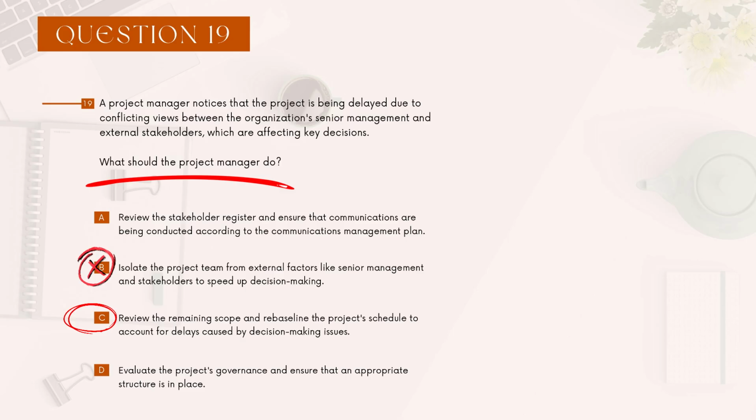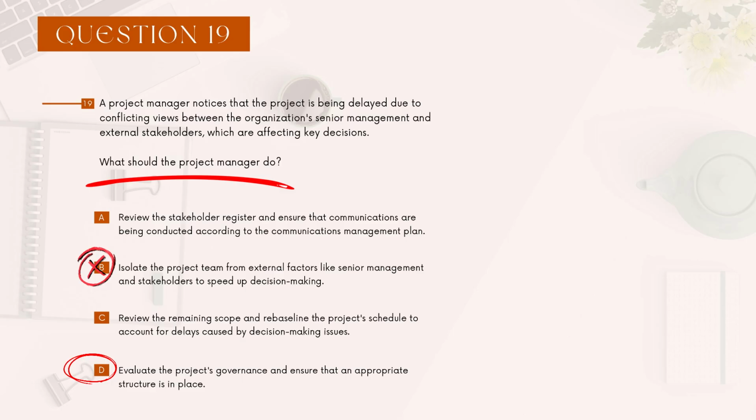No, you want to take the proactive step and say that our project is being delayed, right? What can we do right now to fix this problem on the spot? Remember that delays for a project are detrimental. Even though in real life it happens all the time, according to PMI, it should not happen, right? Or you should do everything that you can to avoid it. Evaluate the project's governance and ensure that an appropriate structure is in place. Interesting. Interesting. So a project manager notices that the project is being delayed due to conflicting views between organization and management, which are affecting key decisions.